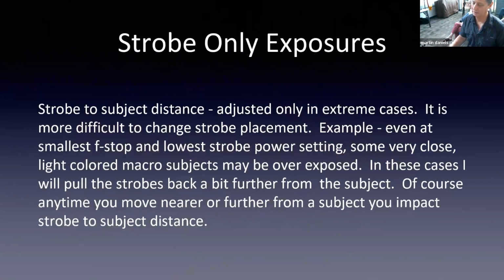And then the other thing that comes into play is your strobe to subject distance. Sometimes if I have a really white subject that I'm really, really close to, and my strobes are right there close, even in my lowest strobe setting and f/22, it still could be overpowered. Still could be too bright. So then I can actually pull the strobes back, because I still want that subject big in my frame as I'm shooting. So I don't want to back up with the camera. I would just pull the strobe back a little bit. Or the opposite would be move closer to get more light on your subject.